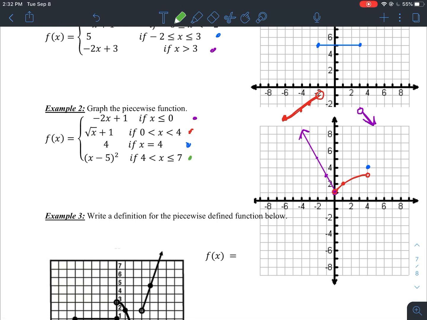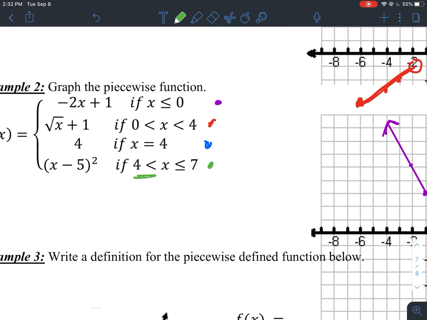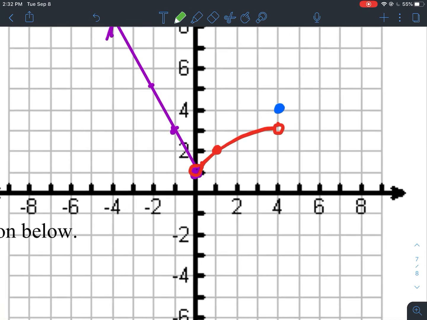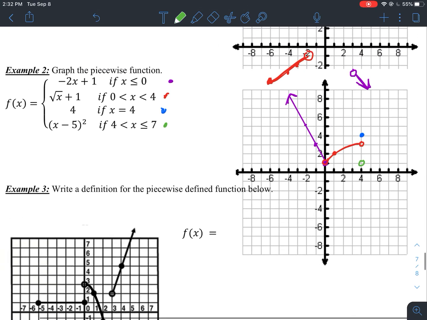And my last piece is part of a parabola between 4 and 7 with an open circle at 4 and a closed circle at 7. So if I put 4 in there, I would get negative 1 squared, which is 1. So 4, 1 is an open circle. If I put 5 in, I would get 0 back. If I put 6 in, I would get 1 squared, which is 1. So 6, 1. And finally, if I put 7 in, 7 minus 5 is 2. 2 squared is 4, so 7 comma 4. And there's my piece of my parabola. And that's my piecewise function.